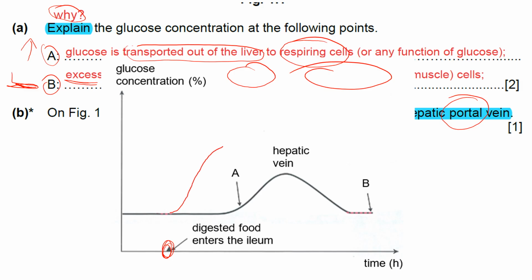Hepatic portal vein. So you increase and then it will drop back again. So this is the answer for part B. Always label like this. And that's it. For this question, you have to think a little bit deeper. Many of your answers are incorrect, but it is fine as long as you try. So this is part B.